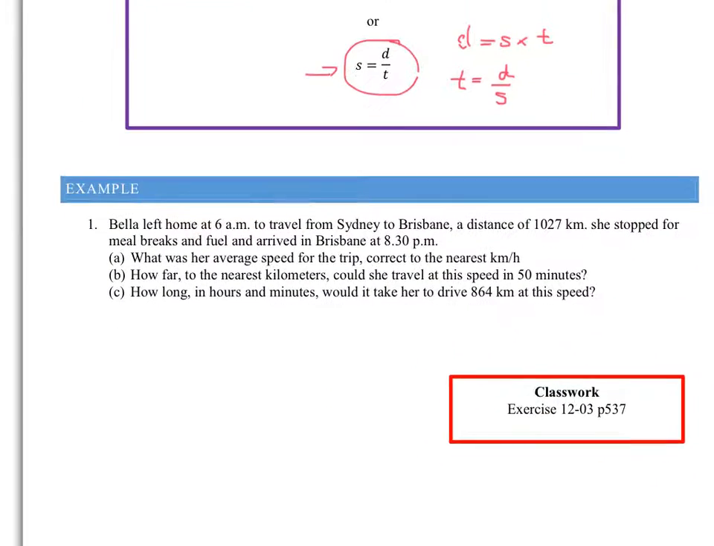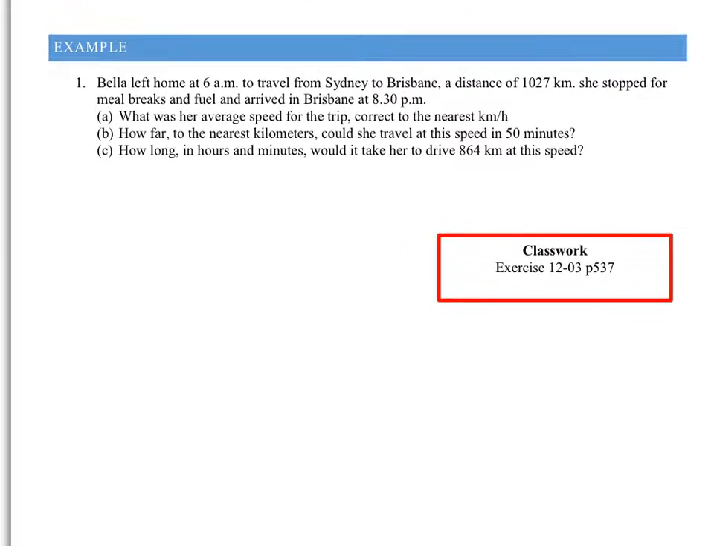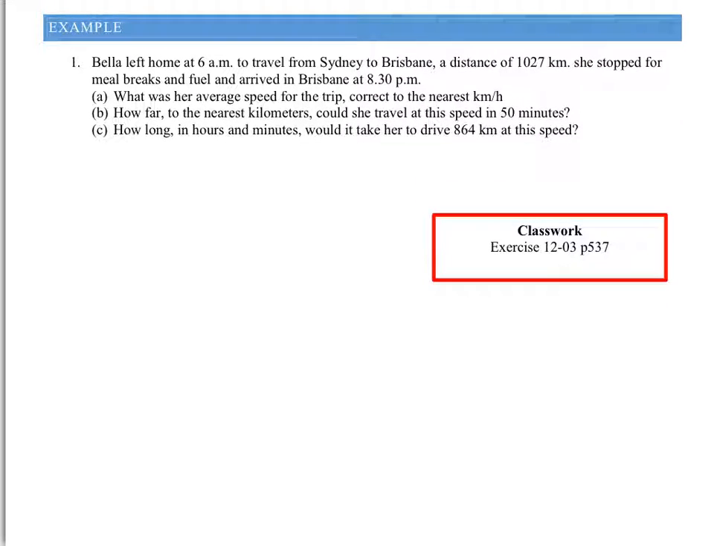So let's have a look at our first example. Bella left home at 6 a.m. to travel from Sydney to Brisbane at a distance of 1,027 kilometres. She stopped for meal breaks and fuel and arrived in Brisbane at 8:30 p.m. And the first part of the question says, what was her average speed?